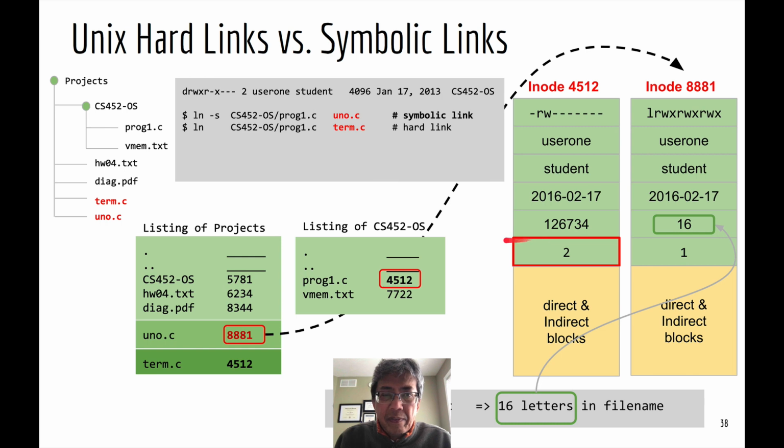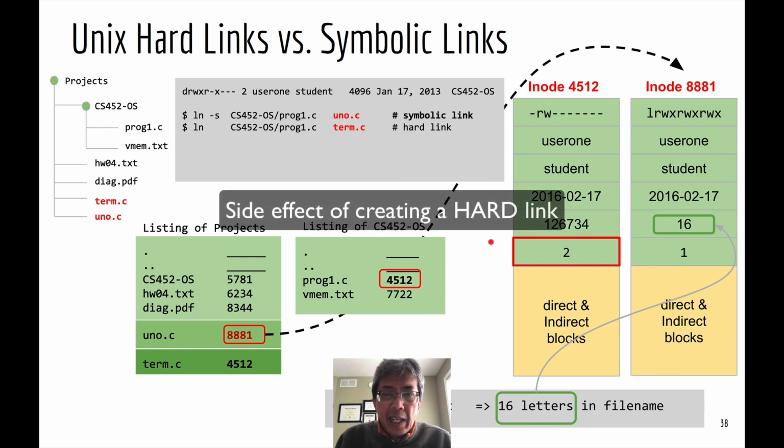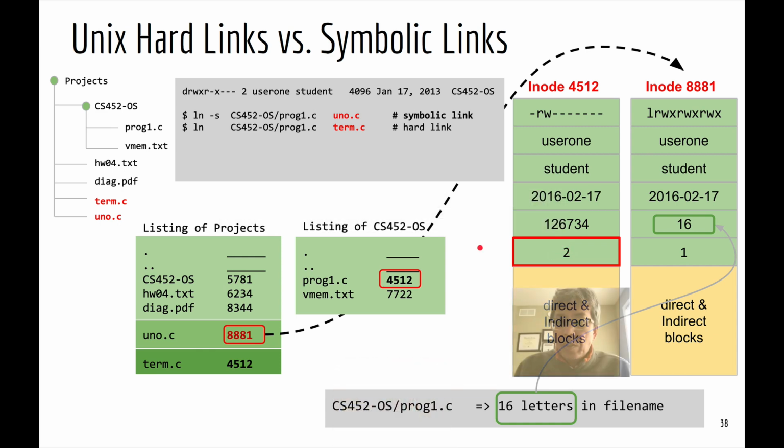And as a side effect of adding a link, the link count will go up from 1 to 2. So originally this number is 1 before you create the hard link term.c, but after the hard link term.c is created, the file system will update the link count from 1 to 2.